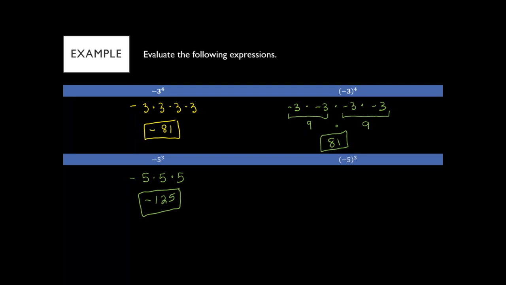Now on the right, we have a (-5) to the 3rd. So that negative is included. We're multiplying -5 3 times. Those first two are going to give us a positive number out, because a negative times a negative is a positive. We're going to get a positive 25. But then we have another negative we're multiplying it by. And so 25 times -5 is -125. So in this case, these gave us the same answer.